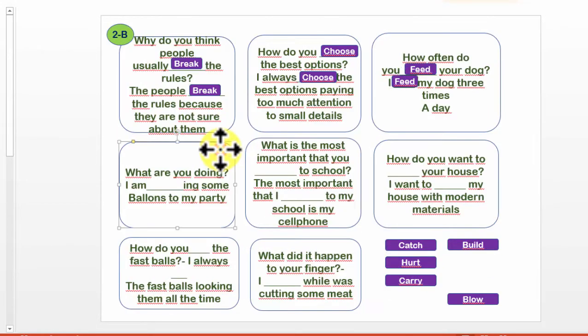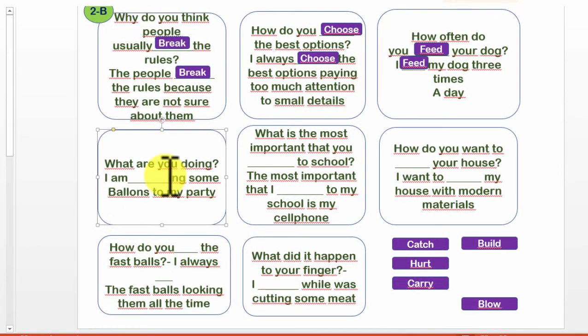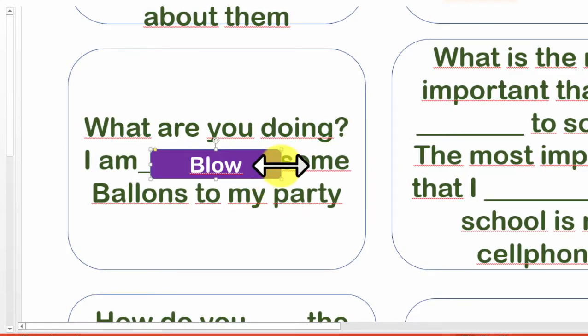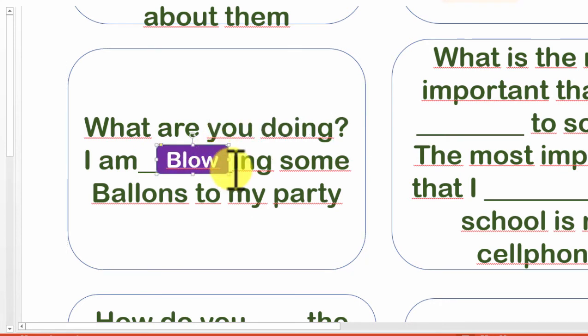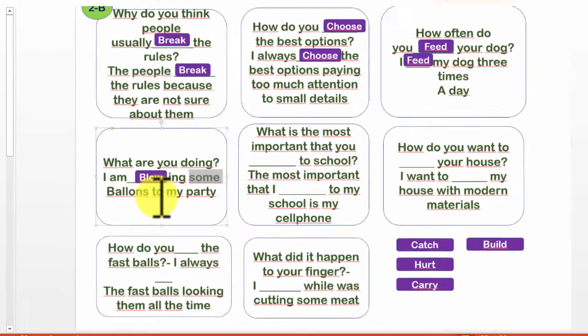What are you doing? I am blowing some balloons to my party. Recuerden que blow up es como estallar, pero blowing en este caso es soplando. I am blowing some balloons. La palabra some significa algunos. To my party, estoy soplando algunos globos para mi fiesta.